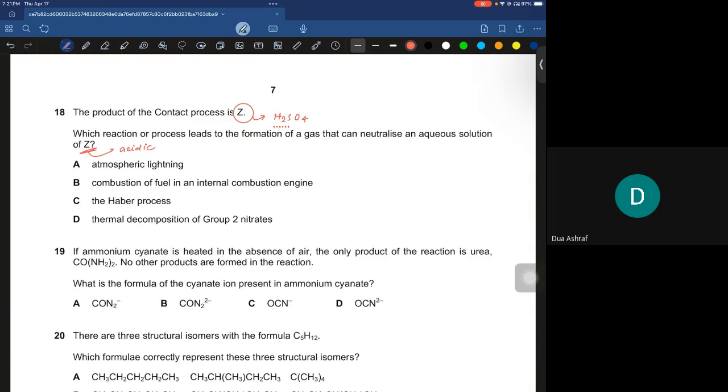Atmospheric lightning means that NO is produced. It's an acidic product, a non-metal oxide. How can it neutralize that acid? This is wrong. Combustion of fuel in an internal combustion engine is going to produce carbon dioxide, which is also an acidic gas. We need a basic thing. The Haber process is going to produce ammonia. Ammonia is basic, so option C is correct. Group 2 nitrate is going to produce NO2 gas. NO2 is also an acidic gas, a non-metal oxide.